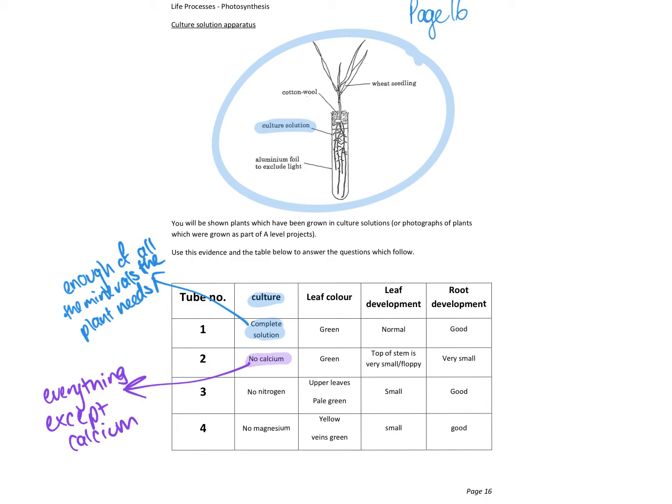What you're then told is the effect of the changes in solution on a few different things, on the leaf colour, the leaf development and the root development. You can see that with the complete solution, the leaf colour is green, that's good. The leaf development is normal, that's good. And the root development is good. So everything's great in that. But you'll see that as we remove the different minerals, that will have an effect on either the leaf colour, leaf development or the root development.